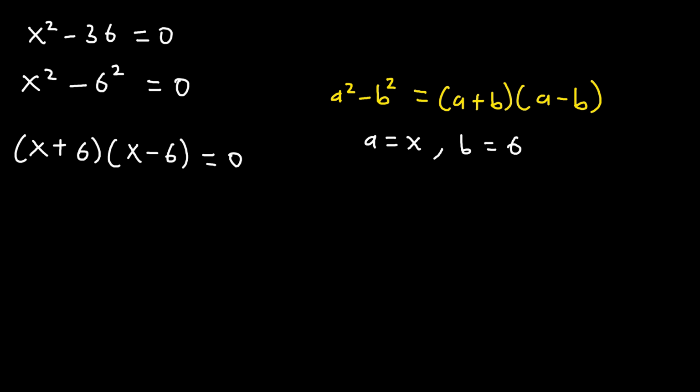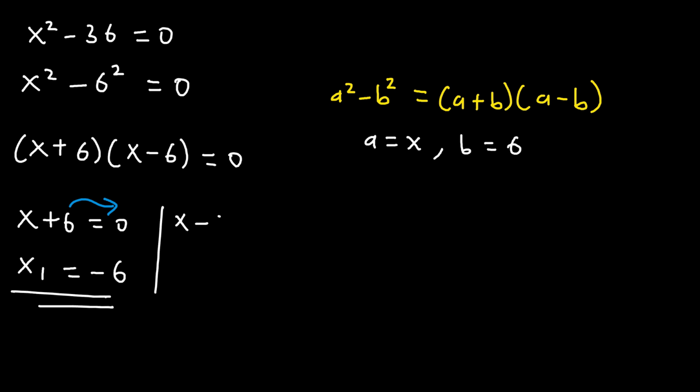equaling to 0. And at this point, all you have to do is set this to be equal to 0 and also set this to be equal to 0. Therefore, we shall set x plus 6 to be equal to 0. If we take 6 to the right hand side, it will become negative. So we shall have x1 equaling negative 6.